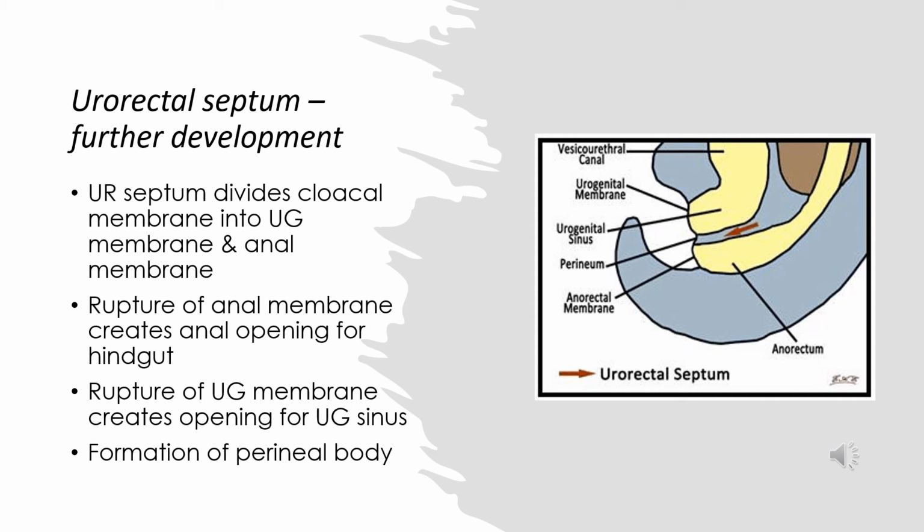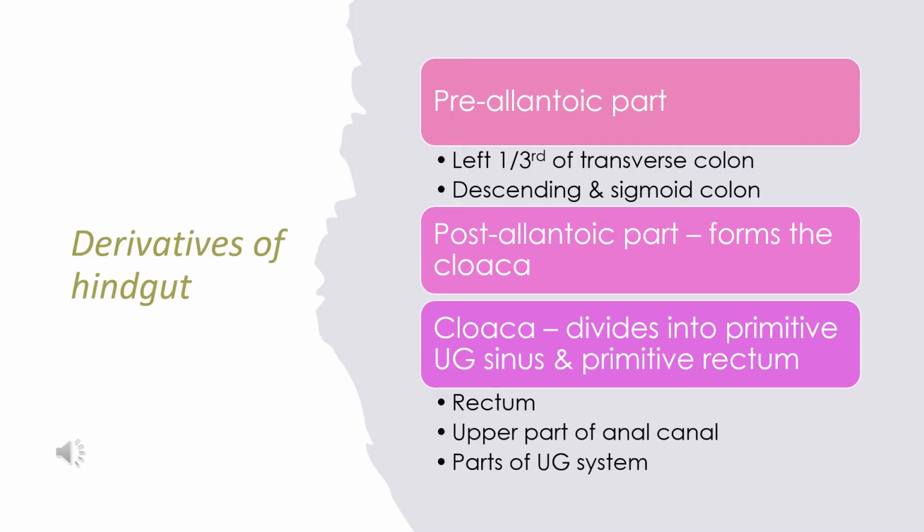So, the rupture of the anal membrane creates the anal opening for the hindgut dorsally, whereas a rupture of the urogenital membrane creates opening for the urogenital sinus ventrally. The point of contact of the tip of the urorectal septum with the cloacal membrane later on becomes the perineal body. We will once again examine the derivatives of the hindgut.